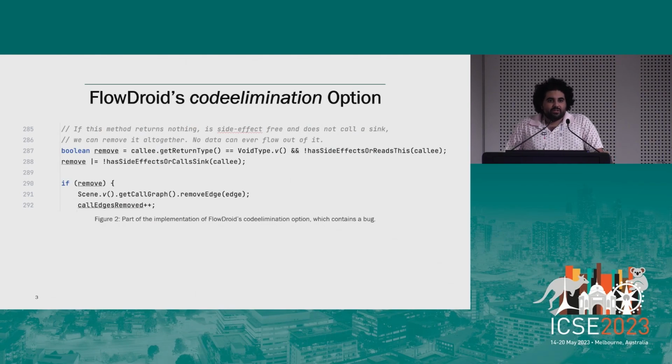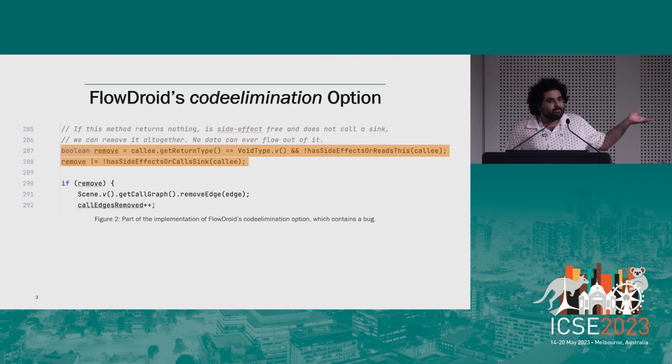So let's go into the source code to actually see what this does. I have here some of the code from the implementation of the remove code setting of this option. And if we look at the documentation, it says, given a method, if it returns nothing, is side effect free, and does not call a sink, we can remove it altogether. So this is a transformation that aims to increase the precision of the analysis by removing code that is not relevant to the task of taint analysis.